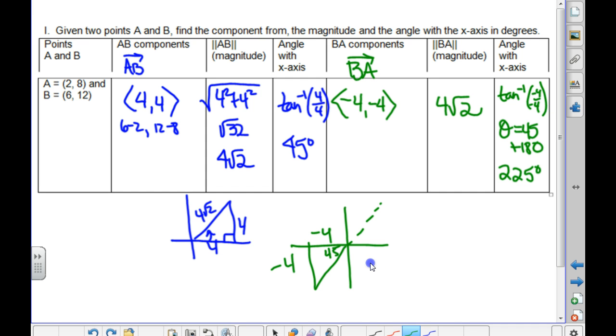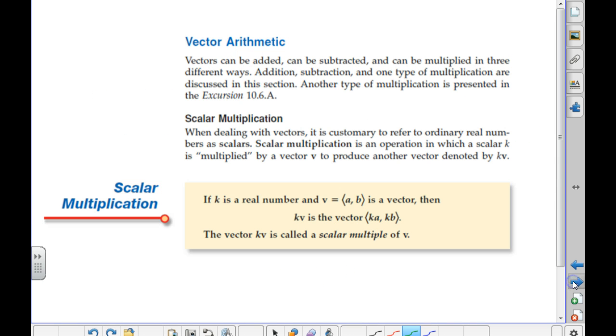Okay? I'm thinking most of you could have done that one without a calculator, if you remember your special right triangles, okay? You absolutely can use your calculator.